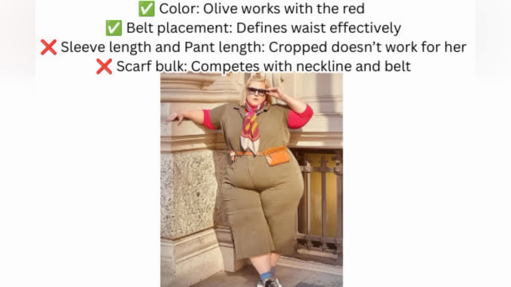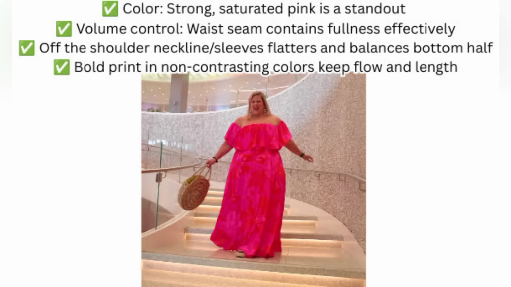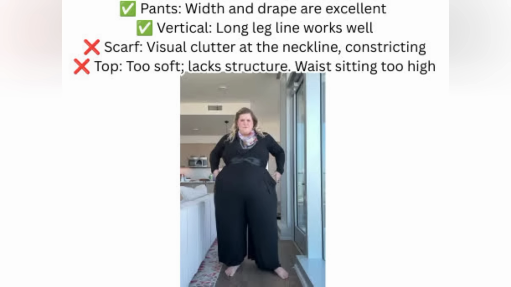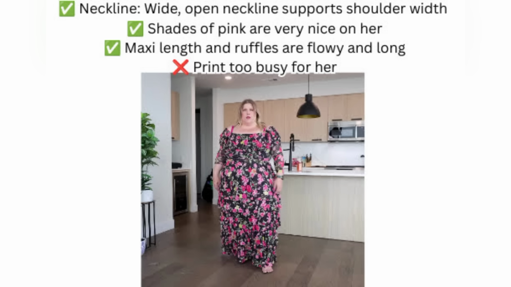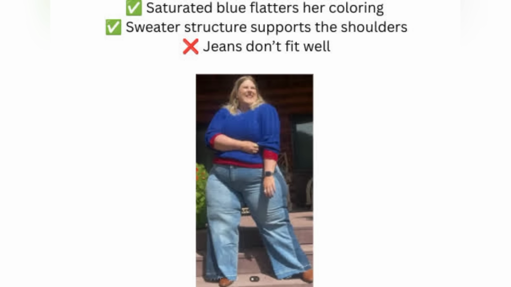Overall, we want to emphasize vertical line, long, uninterrupted lines from top to bottom, upper body presence, structure, drama, openness around the neck, shoulders, and chest, and waist definition, not overly tight, but some shaping. And we want to avoid things like crop tops, boxy or straight cuts, low-rise bottoms, excess bulk at the hips, and tiny details that look fussy or cute.